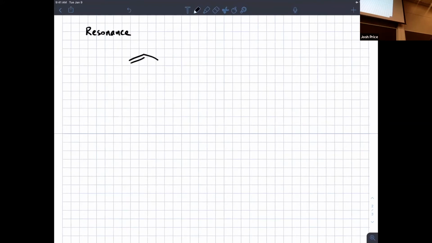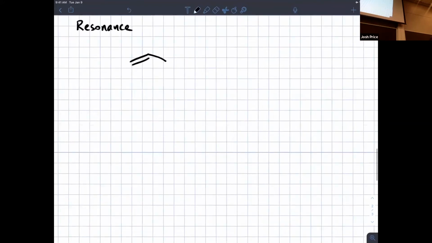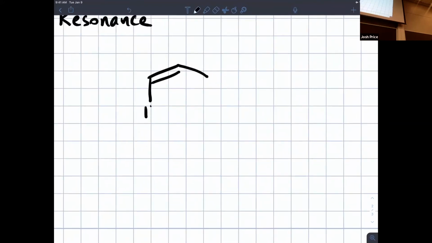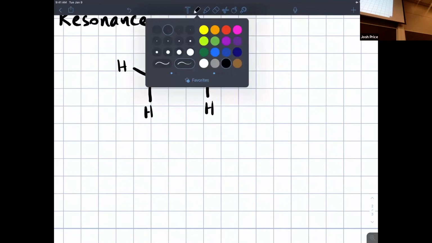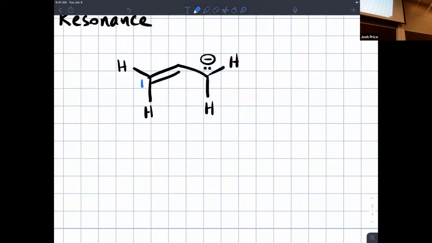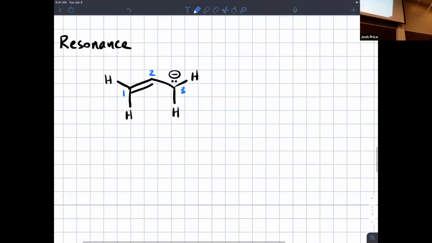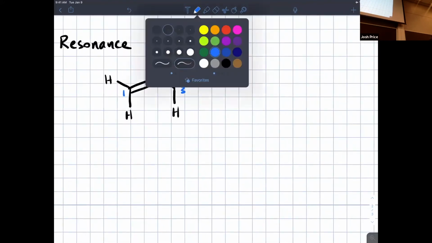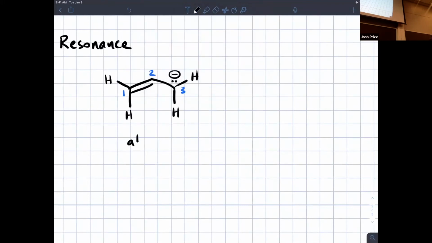here's a molecule which I'm going to fill in a few of the carbon-hydrogen bonds that are implied but not usually shown. And we're going to put a lone pair on that carbon with a negative charge. And we're going to call this carbon 1, 2, and 3. That is a Lewis structure for a molecule which happens to be called allyl anion.